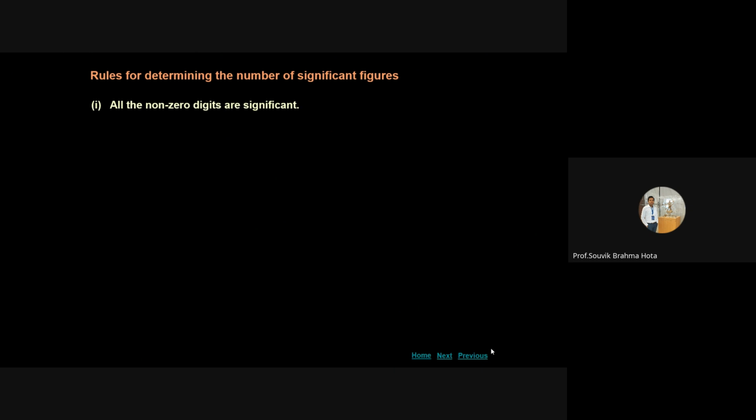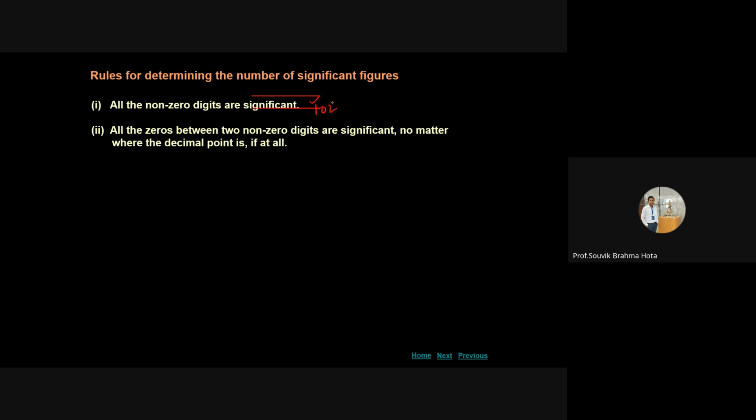Okay. So all non-zero digits are significant. All zeros between two non-zeros are significant. You have 102. So 1 is significant, 2 is significant because both of them are non-zero. So 0 is also significant because it is in between two non-zeros.